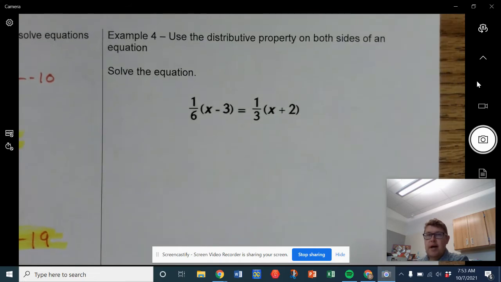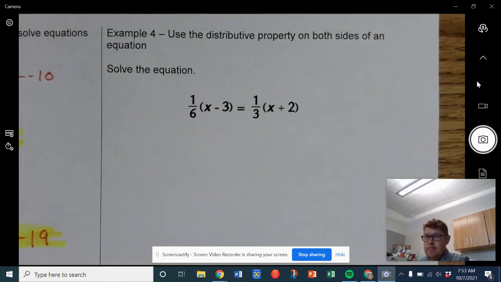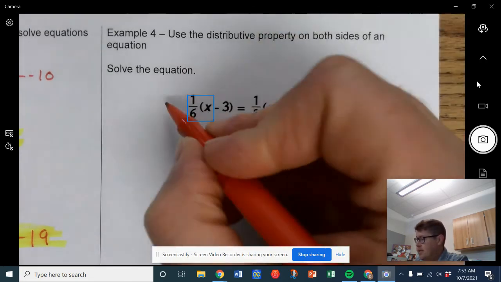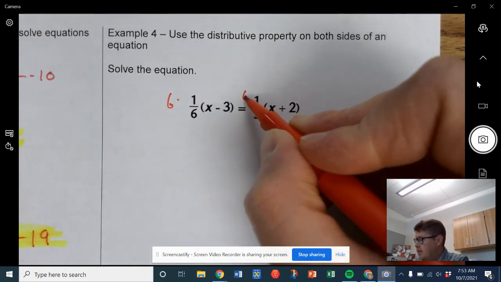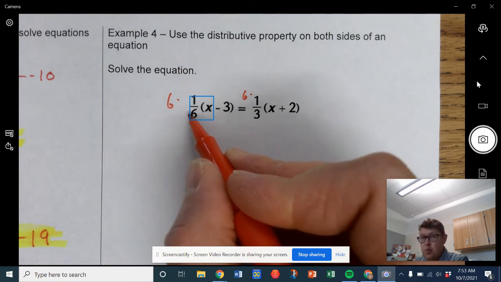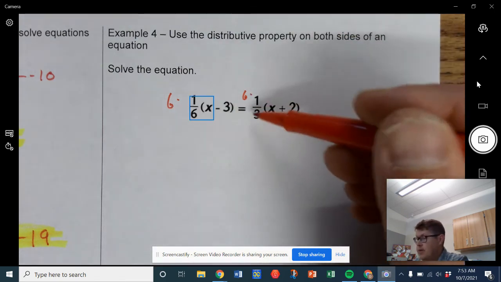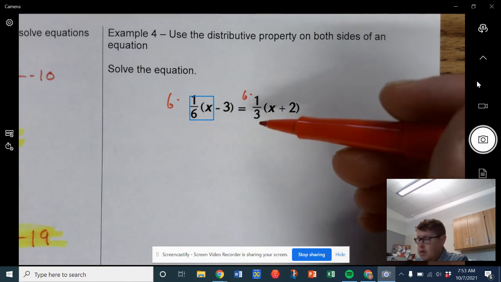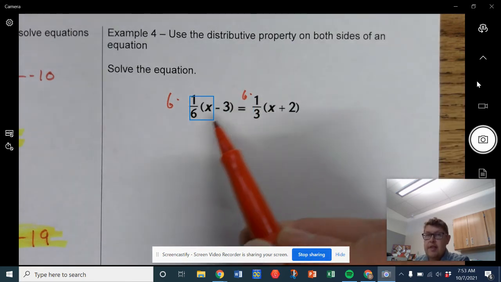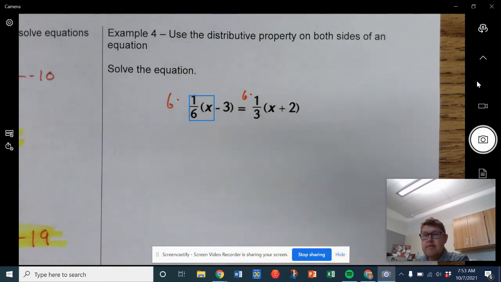Example number 4, we're going to do the same thing, right? Again, we could distribute that 1/6 and that 1/3 if we wanted to, but it is much easier to just multiply by the 6 right here, because 6 divided by 6 is 1, a whole number, and then 6 divided by 3 is 2, that's a whole number. So that's what we do. You could also multiply by 18 by multiplying the denominators, and that would result in bigger numbers, but it would give you the same answer, right?